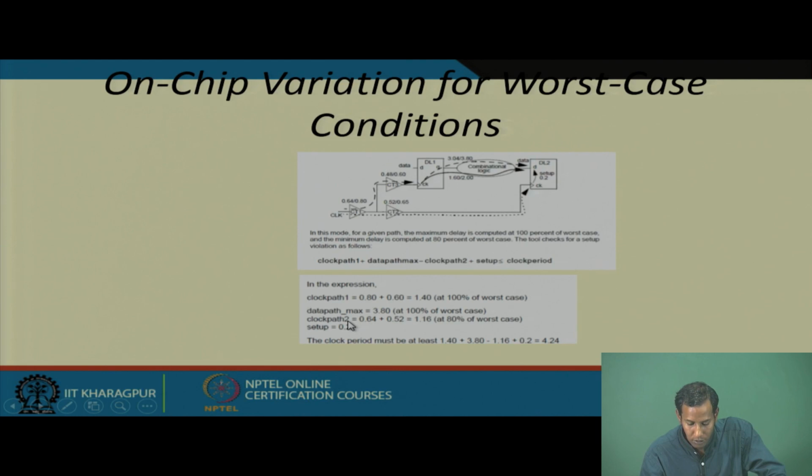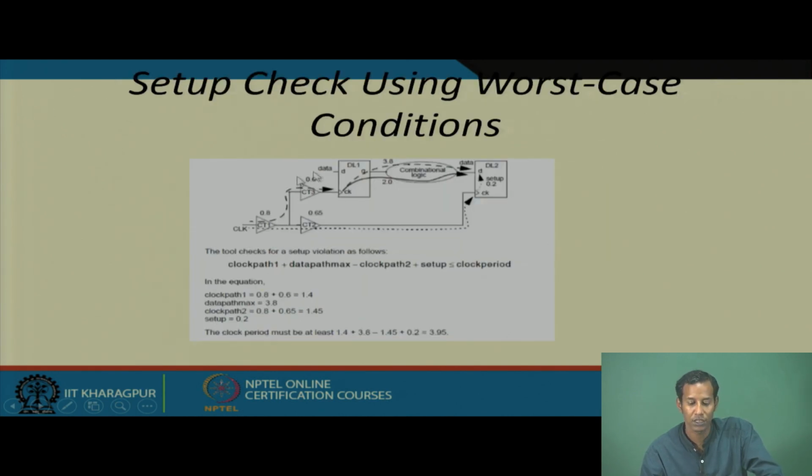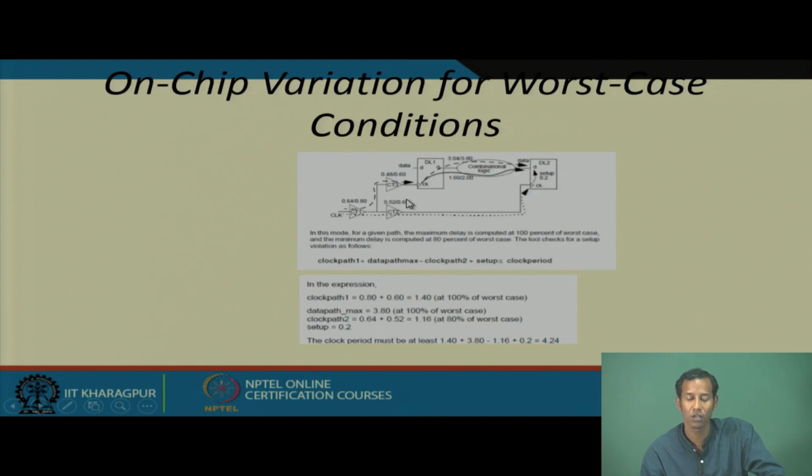So, 0.52 plus 0.64, that is 1.16, and setup is 0.2. So the minimum clock period requirement at least will be 1.4 plus 3.8 minus 1.16 plus 0.2, so 4.24, which will be of this same case. In the earlier case we were considering only a single case, but in this case we are considering the best case as well as the worst case.